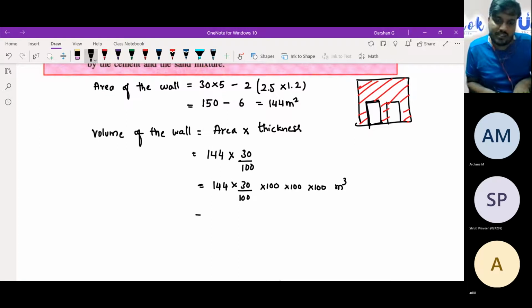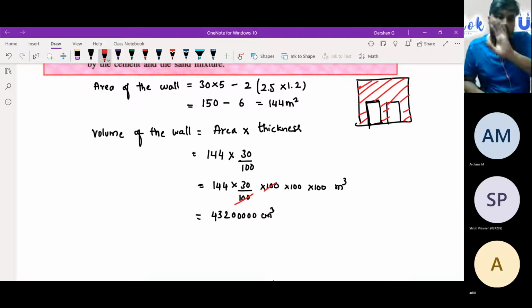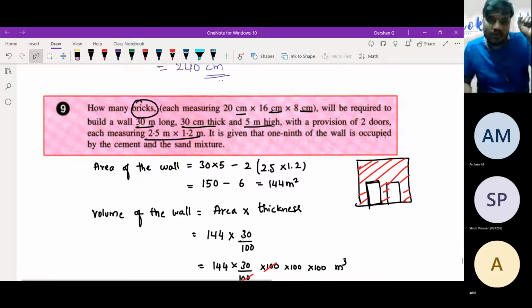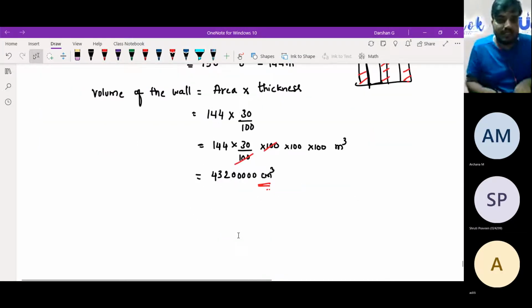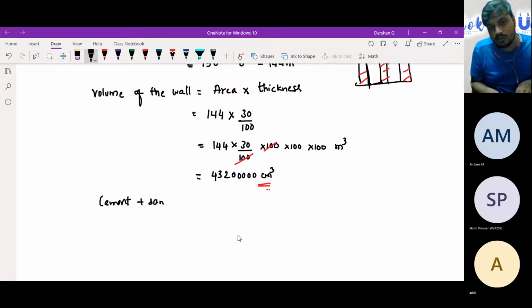So how much will this add up to? 432 with the number of zeros. Be very careful with the number of zeros: 5 zeros. How to multiply? It's very simple. You cancel out the zeros and multiply with whatever remains. This is the volume of the complete wall. Now they have told us that 1/9 of this wall is covered by cement. So cement plus sand equals 1/9 of this complete wall, 432 with 5 zeros.